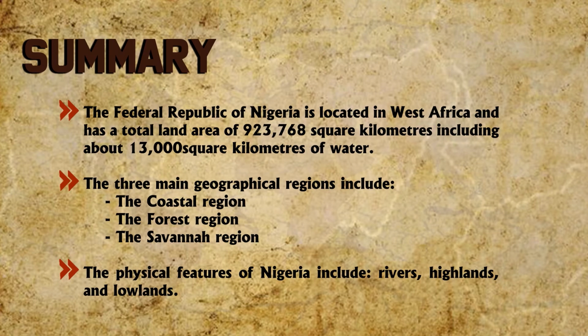But before we go, let's take a quick summary on all we've learned so far. In today's lesson, we've learned that the Federal Republic of Nigeria is located in West Africa and has a total land area of 923,768 square kilometers, including about 13,000 square kilometers of water. Also, we learned that the three main geographical regions include the coastal region, the forest region, and the savanna region. And lastly, we looked at the physical features in Nigeria, and they include rivers, highlands, and lowlands.